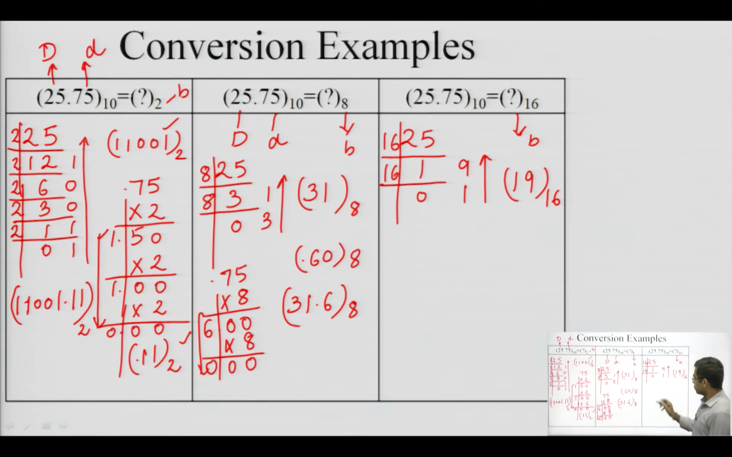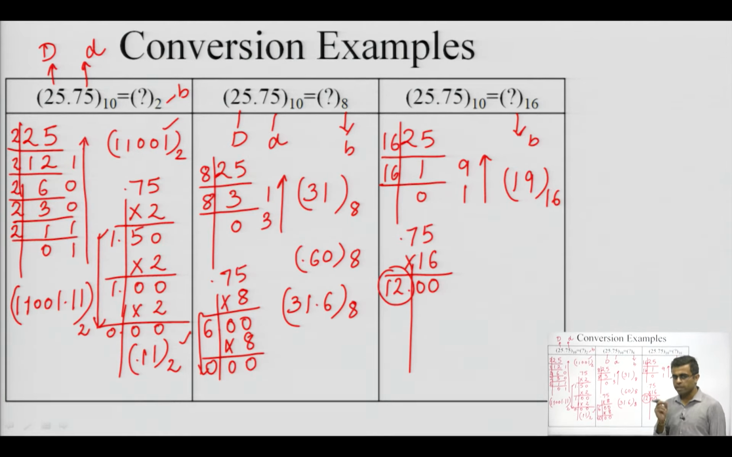Okay. And for this 0.75 into 16. So, 0.75 into 16 will be 12.00, and we have to remember this thing, that this 12 in hexadecimal will be represented by an alphabetical representation, which is C. So, this 12 is actually C, and again multiplying it by 16 until we are getting all zeros.